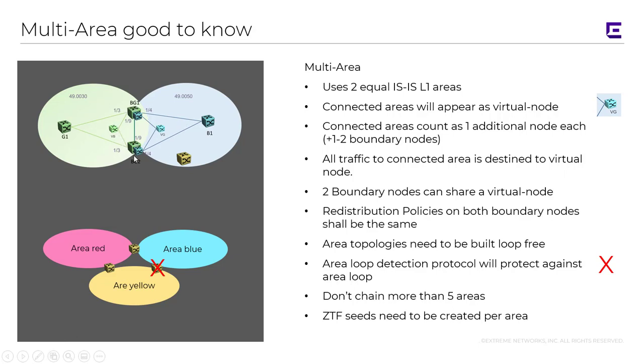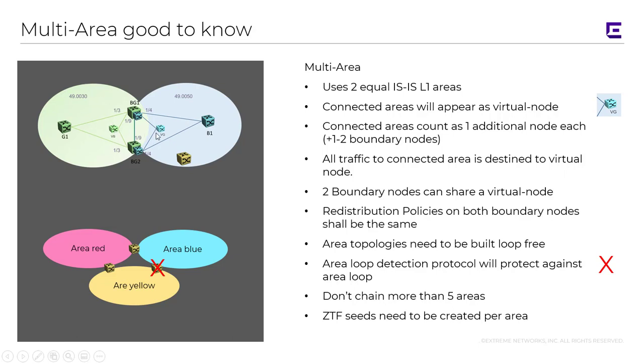We have BG1 and BG2. These are our actual physical area border nodes, but we can also see that they share virtual nodes that are created by their relationship and the fact that they're area border nodes. And we can see that one virtual node is labeled VB and the other one is labeled VG. This is because they act as proxy representations for their areas. So VB acts as a proxy representation for 490050. You could have hundreds of nodes in this area, and it's all represented in the VB virtual node.